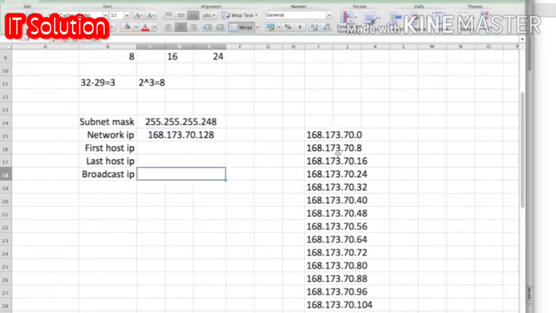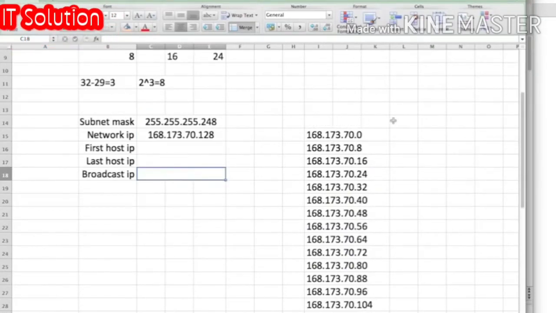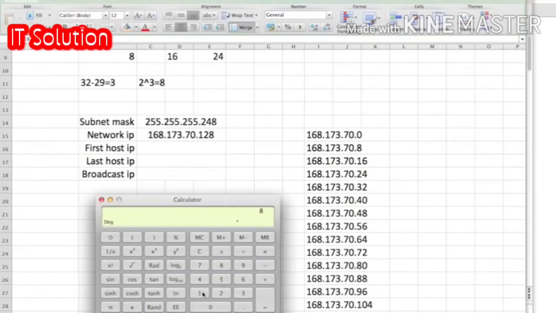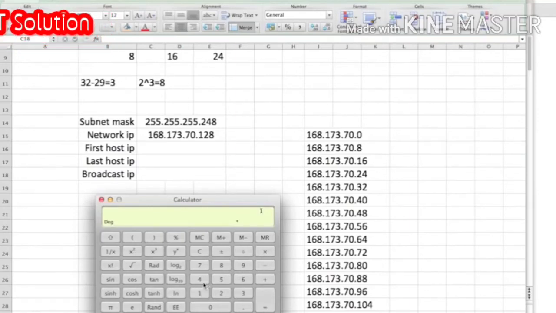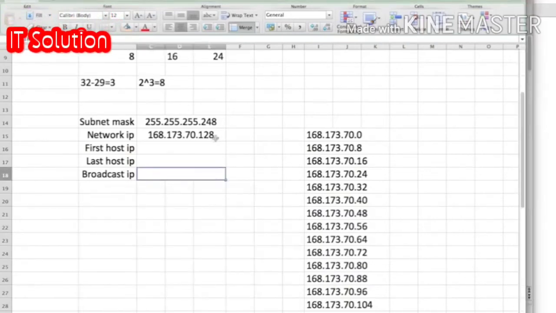Okay. And if you don't have an Excel to plot this in, you can use a calculator. We know that we increment by 8, so you can say 8 times 17 equals 136. Well, we're almost right there. 136 minus 8, 128. So you can use a calculator to figure this out as well. Okay, this is just for demonstration purposes. I put it into Excel. So 128. So we know that the network ID is 128.